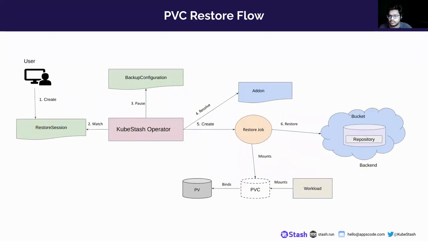And here is the PVC restore flow. In this diagram, we give an overview of how the KubeStash restore flow works for a single PVC restore. First of all, the user creates a restore session. The KubeStash operator watches this restore session and pauses the backup configuration. After that, the operator resolves the add-on and creates the restore job. Here you notice that this restore job mounts our restored PVC. This PVC is also mounted by other workloads. And this job is responsible for restoring data from the bucket repository into this PVC as the target PVC.